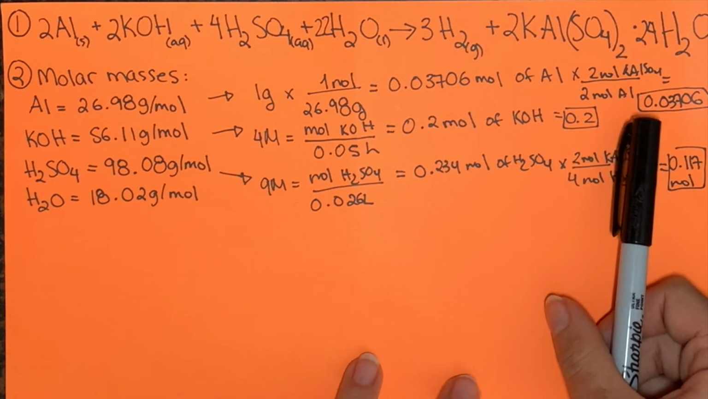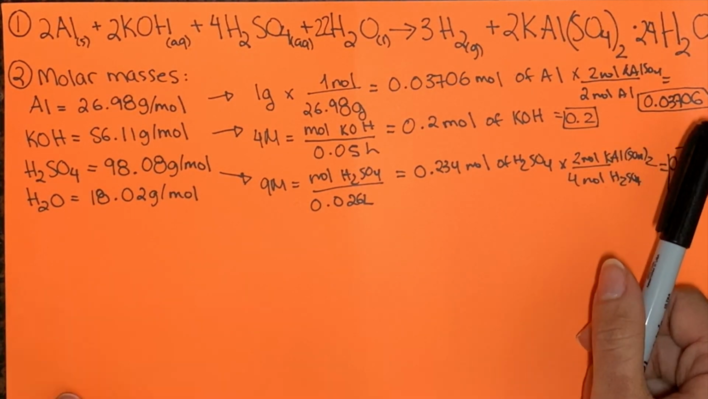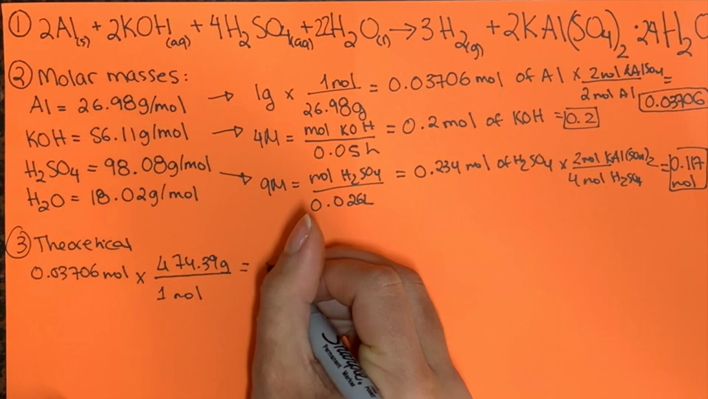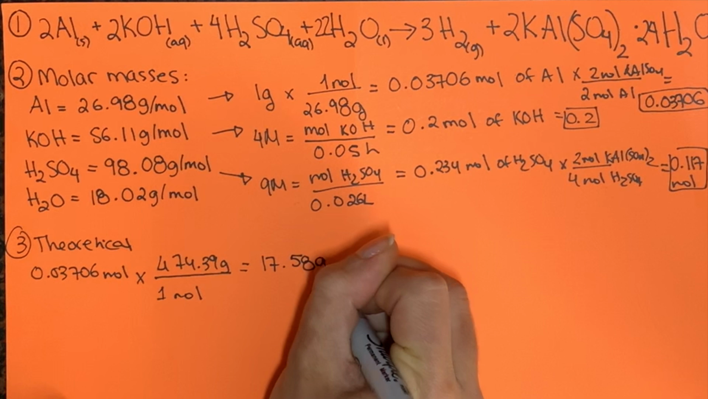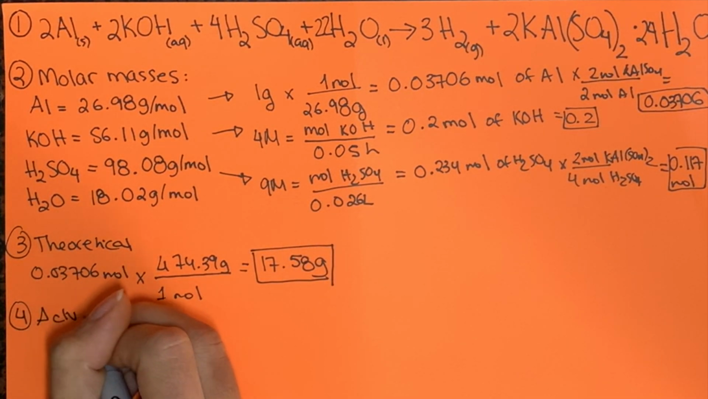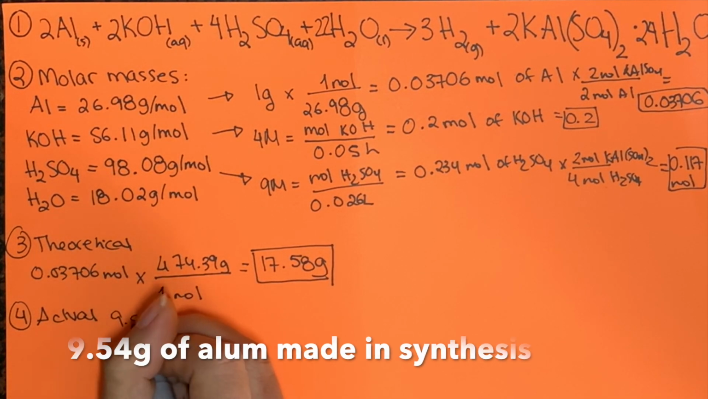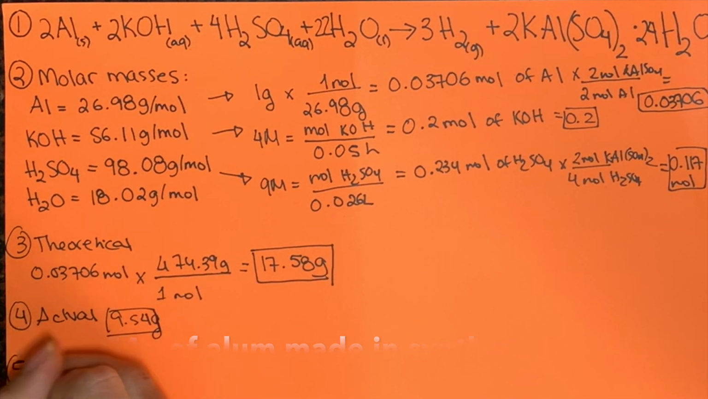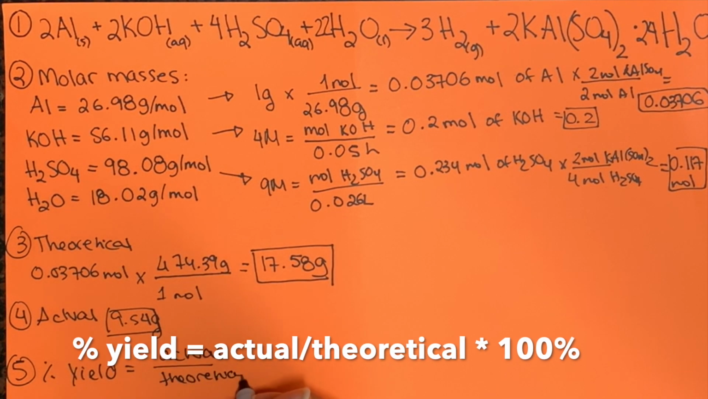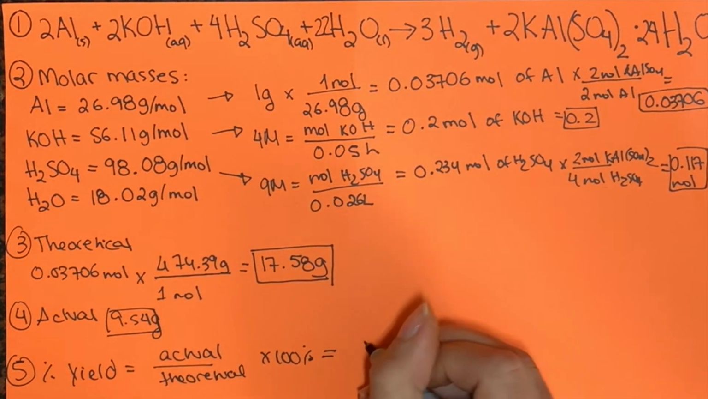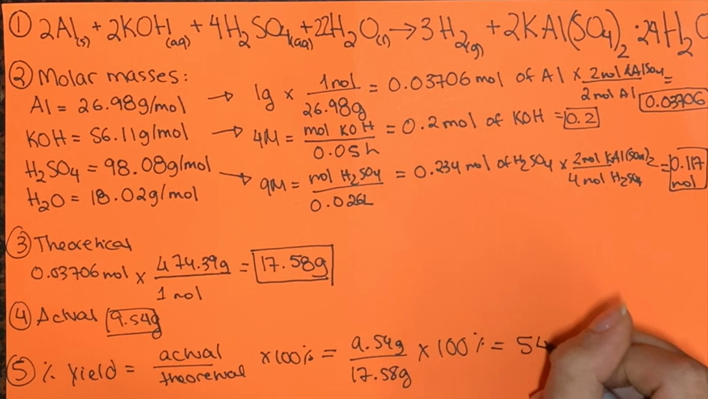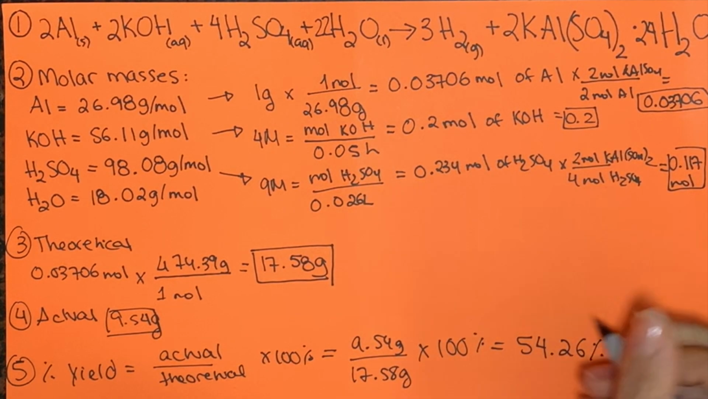Now we need to determine how much of our product would be produced to find our theoretical yield, which is 17.58 grams. Then calculating our actual yield, we recorded that we received 9.54 grams from our synthesis. And so our percent yield is equal to actual over theoretical times 100%, which is 9.54 grams over 17.58 grams, equal to 54.26%.